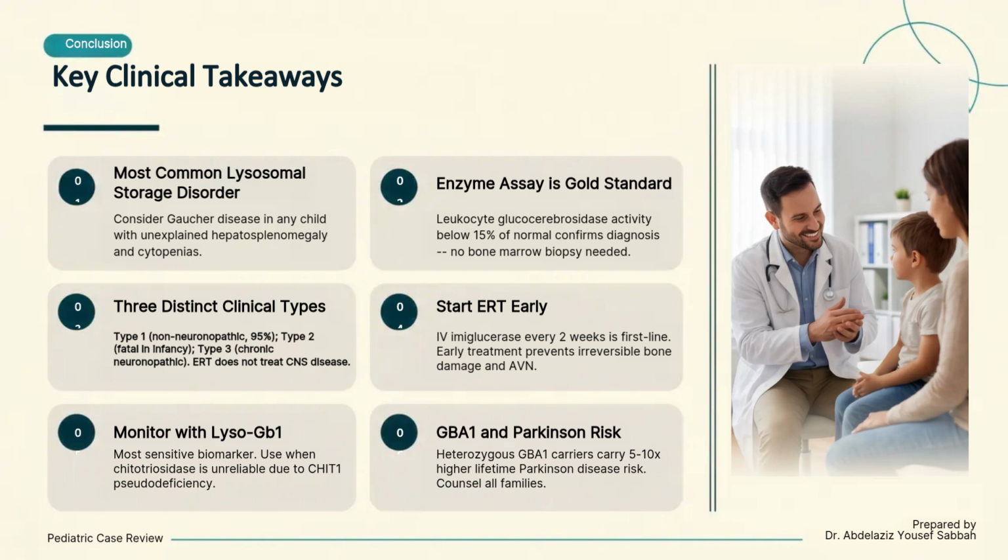Third, there are 3 distinct clinical types. Type 1 is non-neuronopathic and accounts for about 95% of cases. Type 2 is fatal in infancy, and type 3 is chronic neuronopathic. Enzyme therapy does not treat central nervous system disease. Fourth, start enzyme replacement therapy early because this prevents irreversible bone damage and avascular necrosis. Fifth, monitor with lyso-Gb1, the most sensitive biomarker. And sixth, heterozygous GBA1 carriers carry a 5 to 10 times higher lifetime Parkinson's disease risk, so counsel all families.